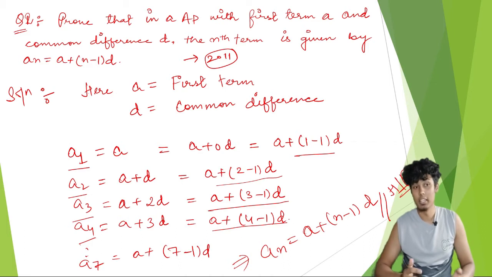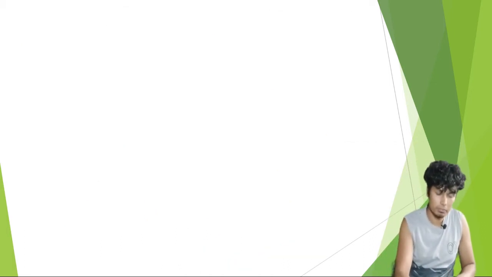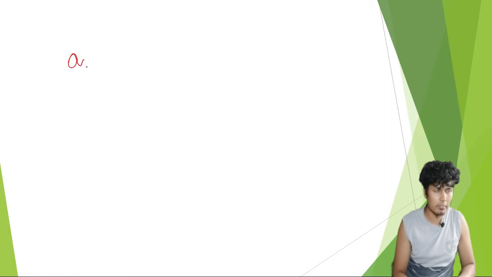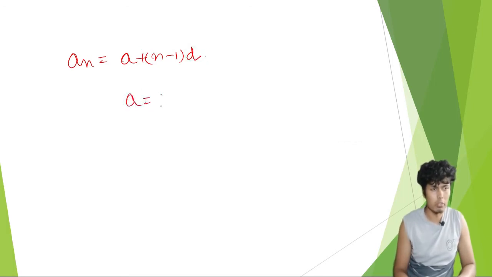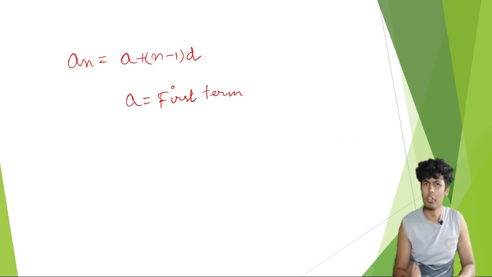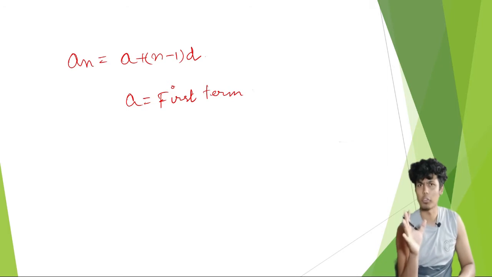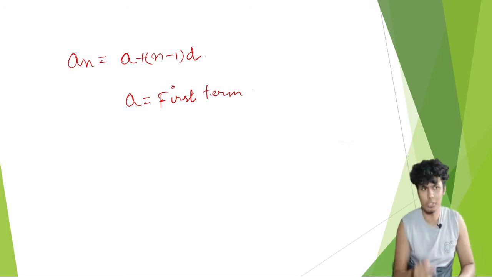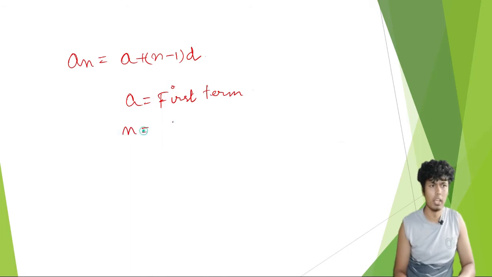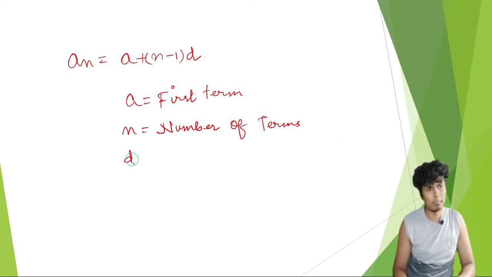Let us go and see. Remember this formula. This formula is very important. Remember the formula a n is equal to a plus n minus 1 d. What is a? First term. a is the first term. If you are not clear with this, wait for a moment. You will understand once we start doing the question. What is n here? Number of terms. What is d? Common difference.